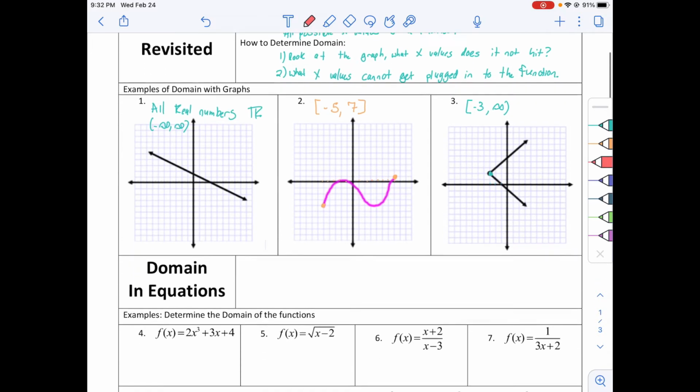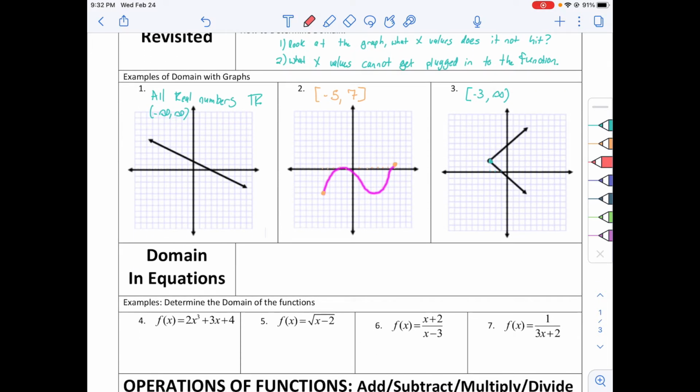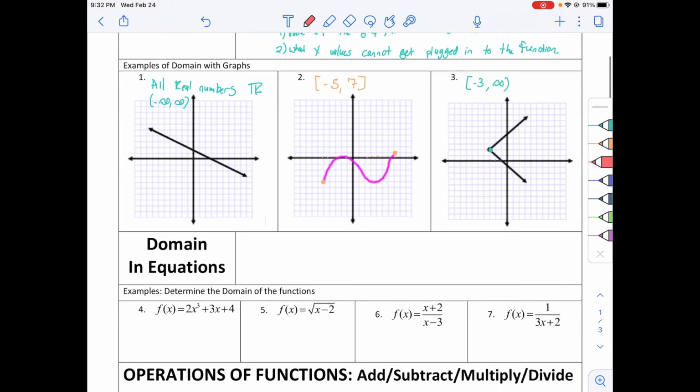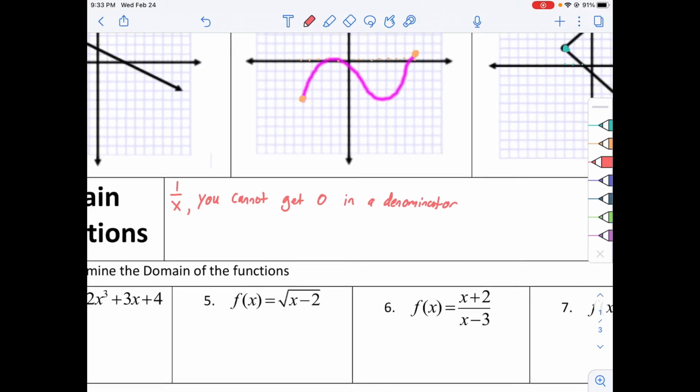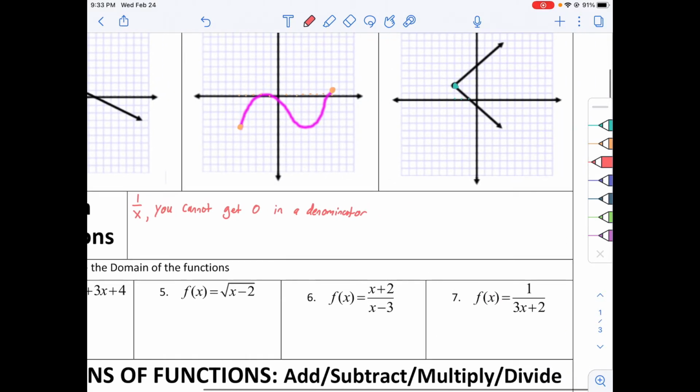The more confusing one is to determine the domain just based off of the function. All right, so there's two big functions that are going to show up in this class that restrict the domain. The first one is when we have x in a denominator. So we have 1 over x. The problem with these, you cannot get 0. So you cannot get 0 in a denominator. So that's the problem with these kinds of equations.